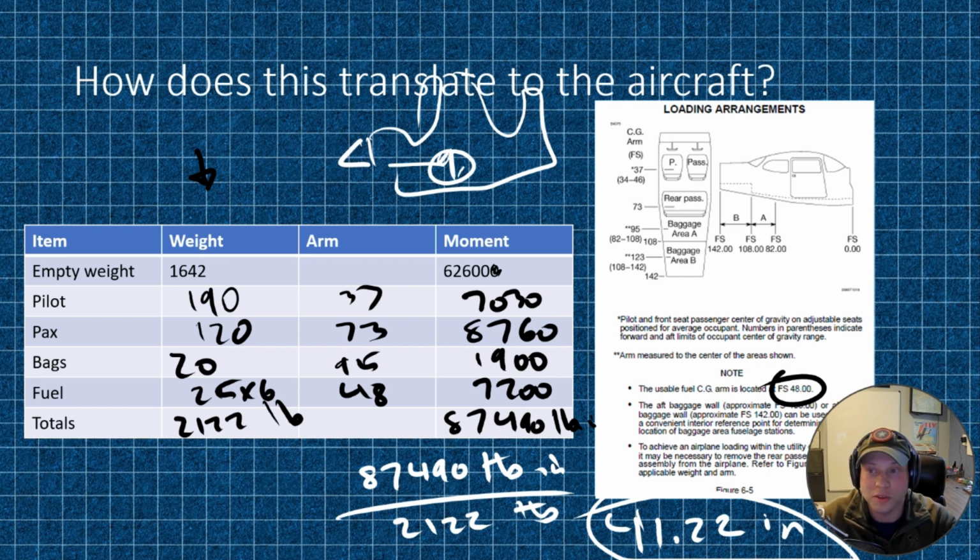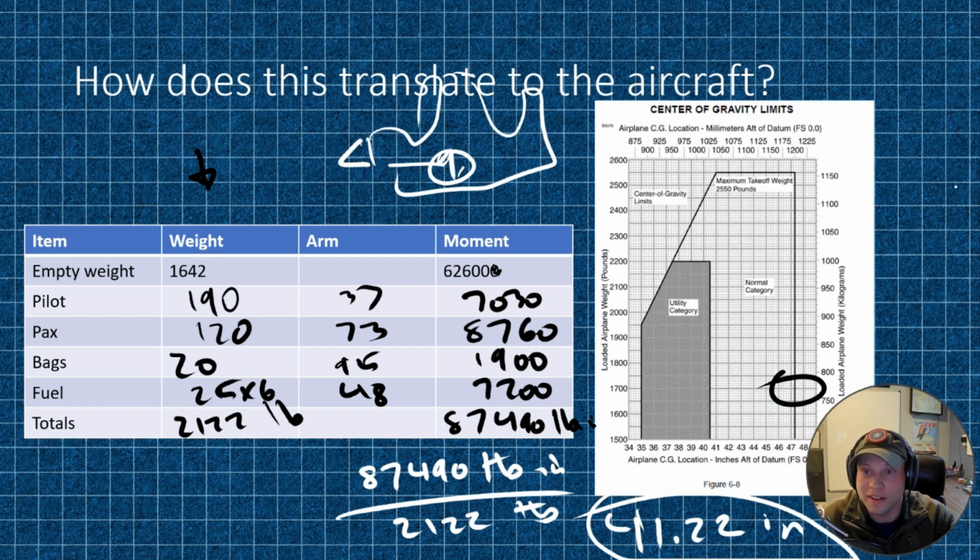And now we're going to use the next page here, the center of gravity limits, to determine whether or not our aircraft is within weight and balance limitations. So at 2,122 pounds, somewhere over here. And then our center of gravity, 41 inches, about here. So we are in the normal category. So our aircraft would be safe to fly.